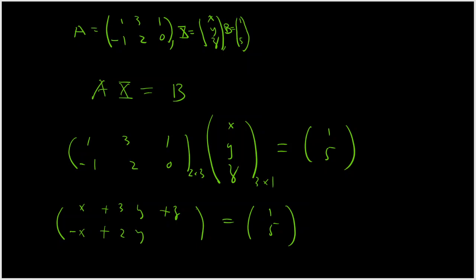Now, two matrices are equal if and only if the corresponding entries are equal. By that we mean this representation has to be the same thing as 1. I'm trying to say x plus 3y plus z is equal to 1. You compare the first number in the two column matrices, okay? And then you compare the two second entries: negative x plus 2y equals 5.